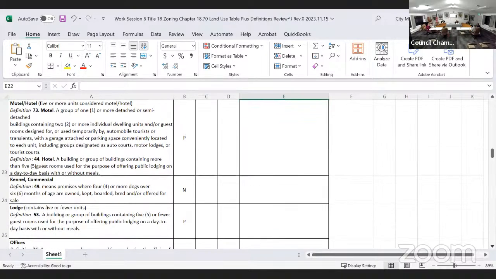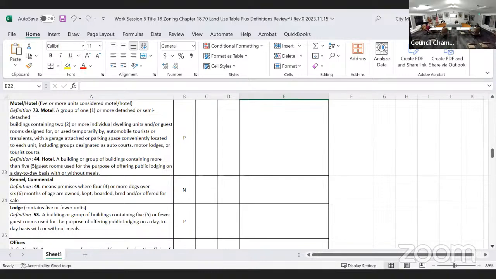Okay. Moving to motel, hotel: a group of one or more detached or semi-detached buildings, two or more individual dwelling units or guest rooms designed for or temporarily used by automobile tourists or transients. This is a very old definition. Motel is a group of one or more detached or semi-detached buildings containing two or more individual dwelling units and/or guest rooms designed for or used temporarily by automobile tourists or transients with a garage attached or parking space conveniently located to each unit, including groups designated as auto courts, motor lodges, or tourist courts.